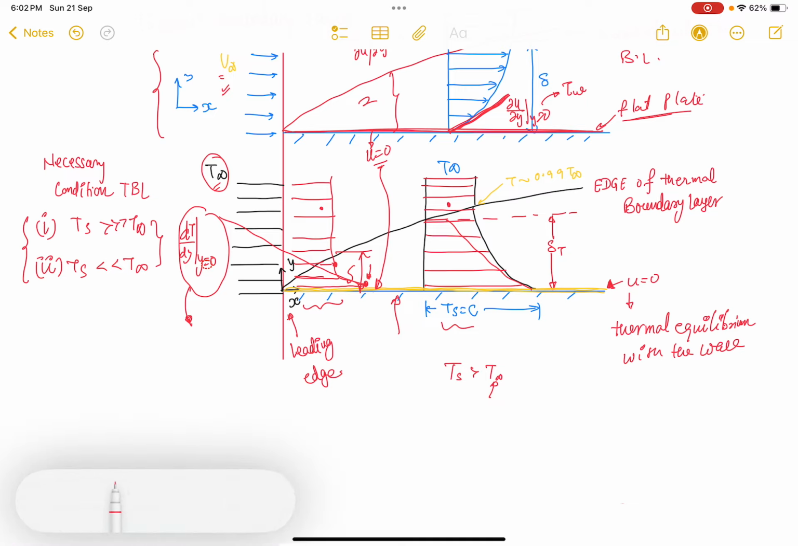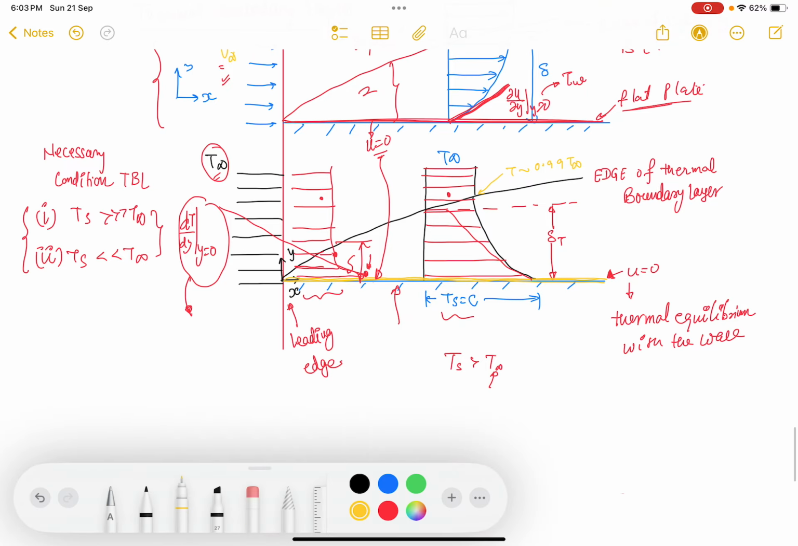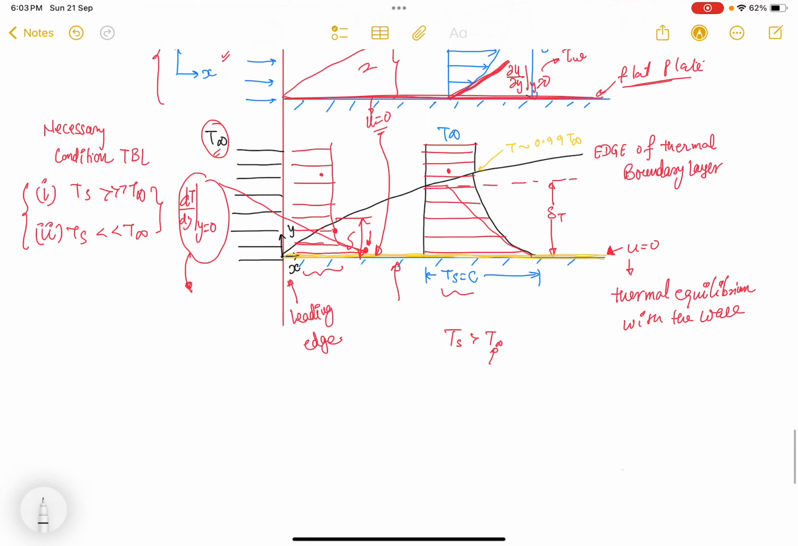If we see here, this is what I am talking about. So when it first comes in contact with the wall, the immediate layer will reach the surface temperature Ts, and the rest of the fluid will have T infinity everywhere, right?